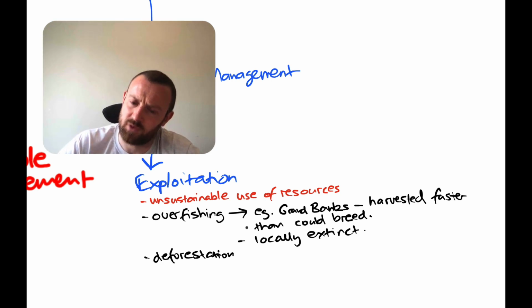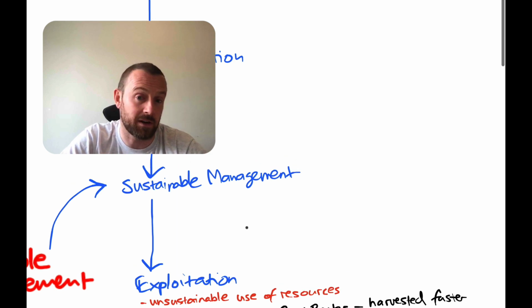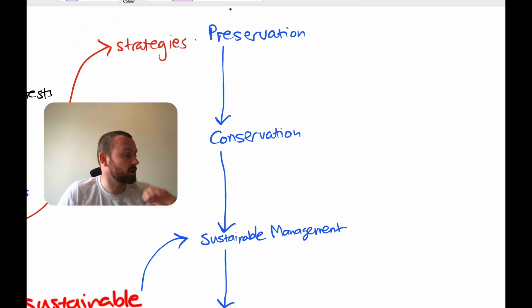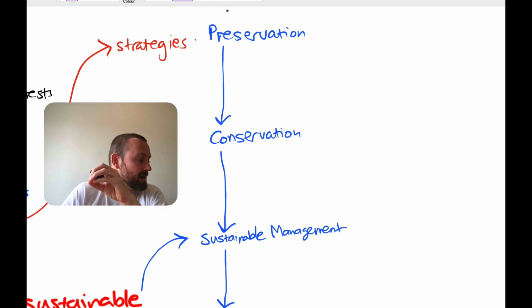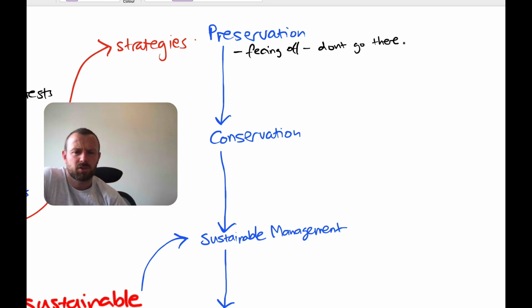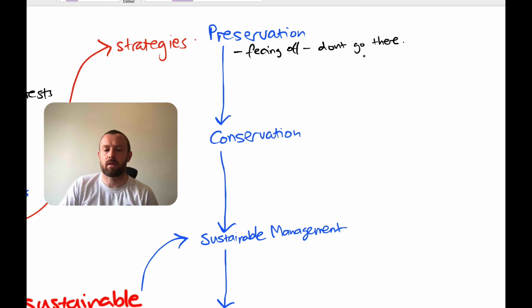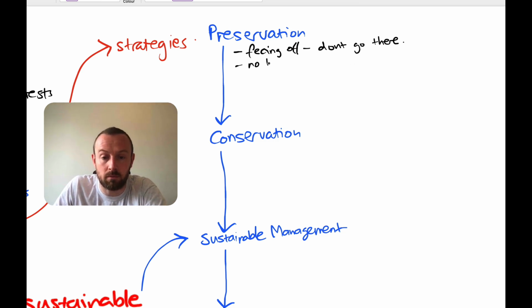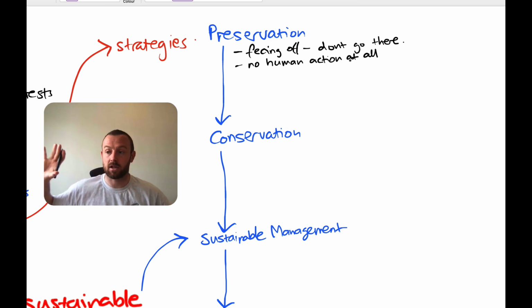Okay, so that's one end of the scale. Let's go up to the top end of the scale, and then we'll fill in the bits in between. Preservation, looking at my book here for the definition, is maintenance of habitats and ecosystems in their present conditions, minimizing human impact. Essentially, it is like fencing something off. Don't go there. Basically, no human action at all, letting nature take its course, just stepping back and leaving it be.